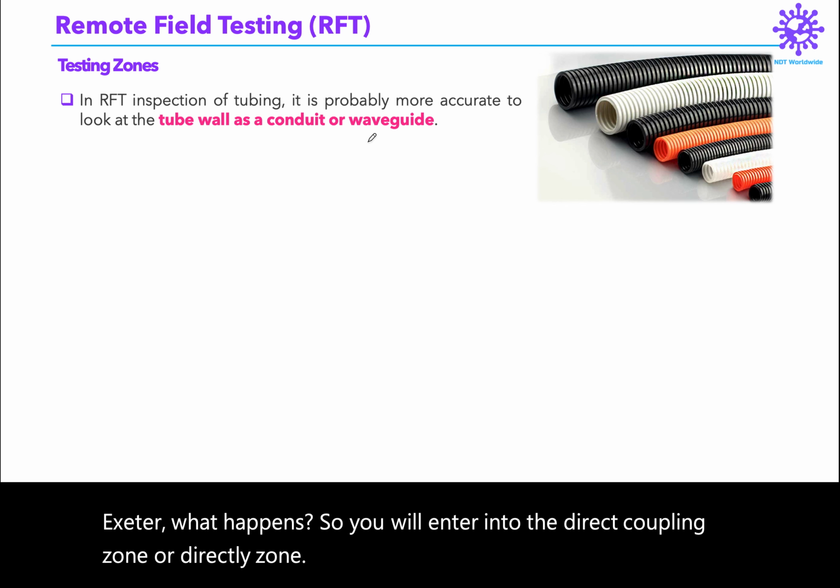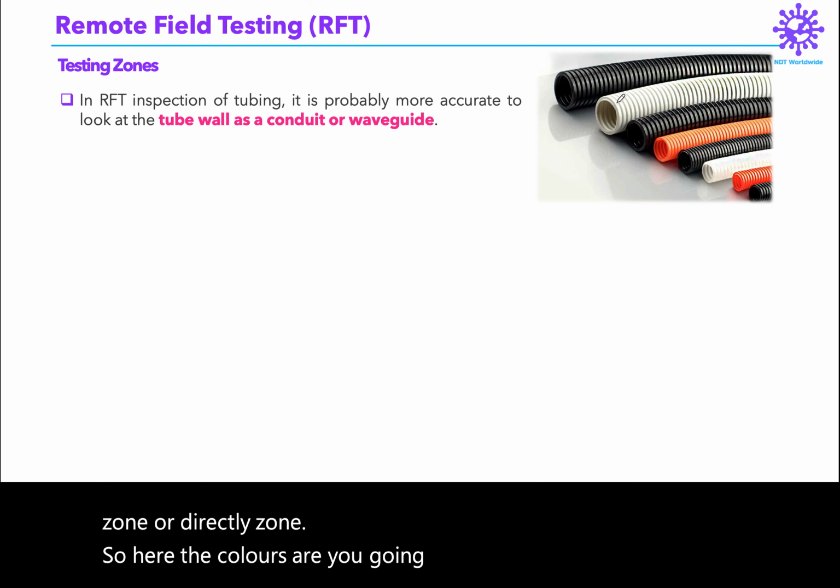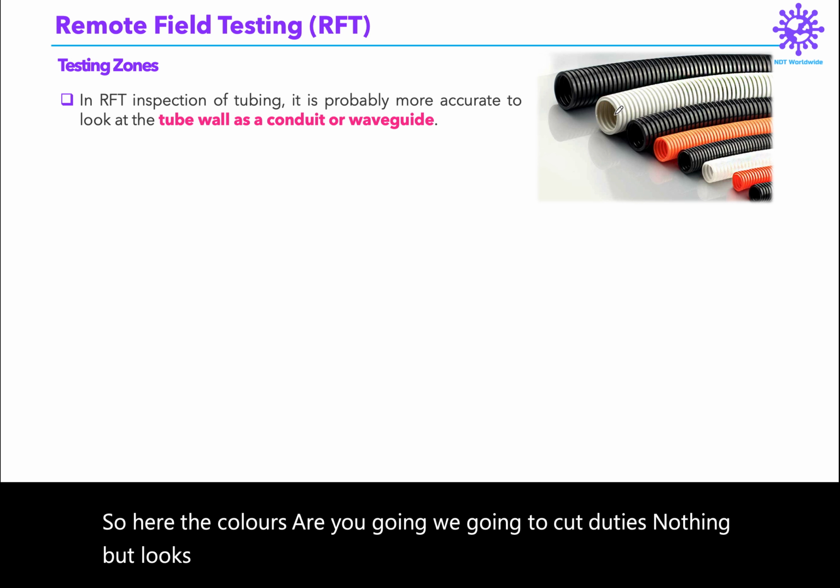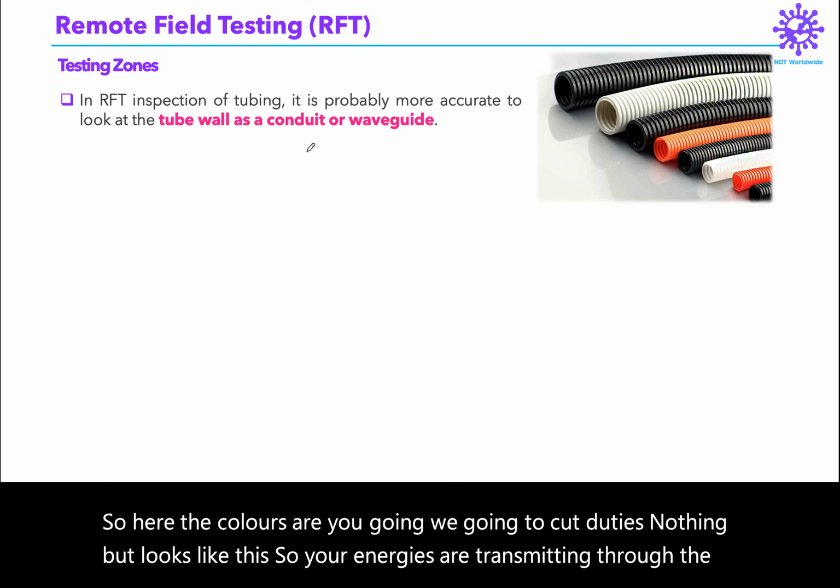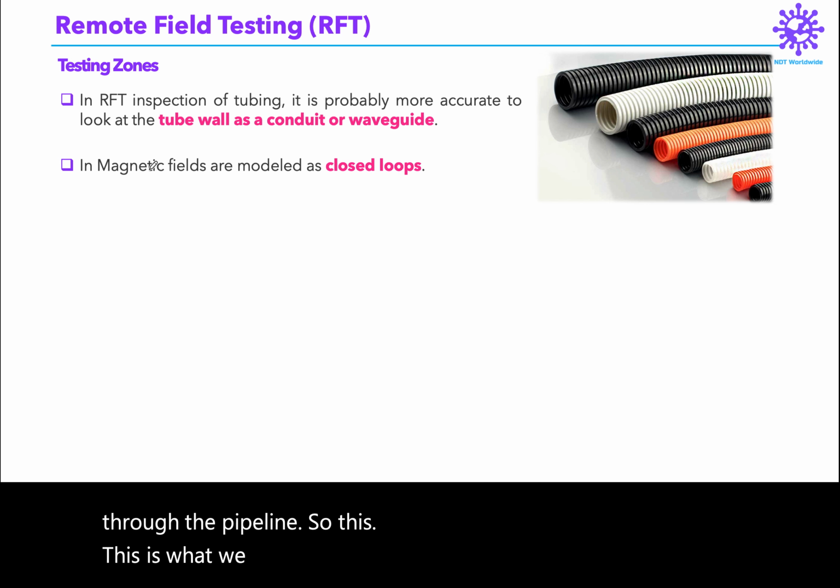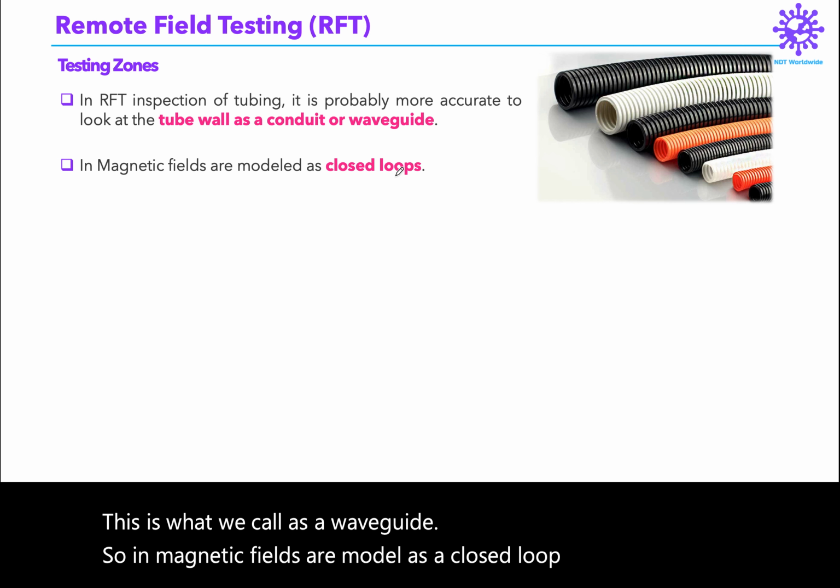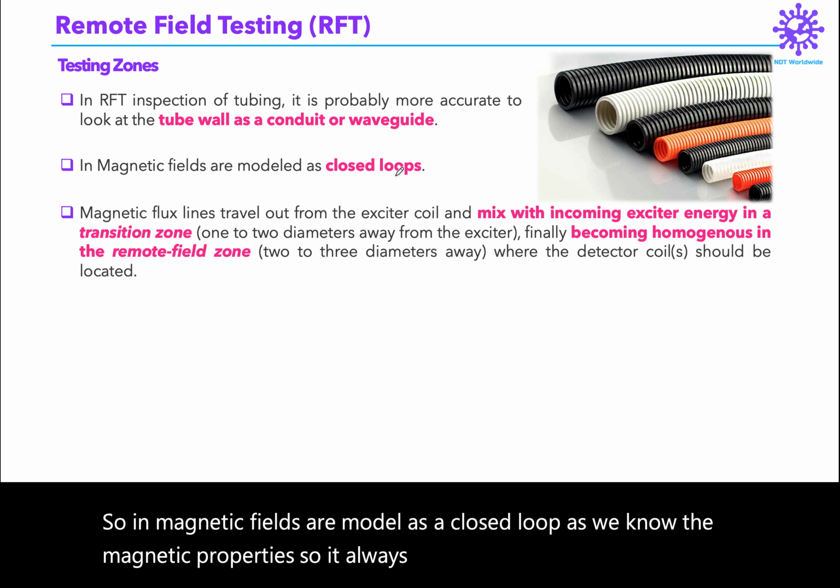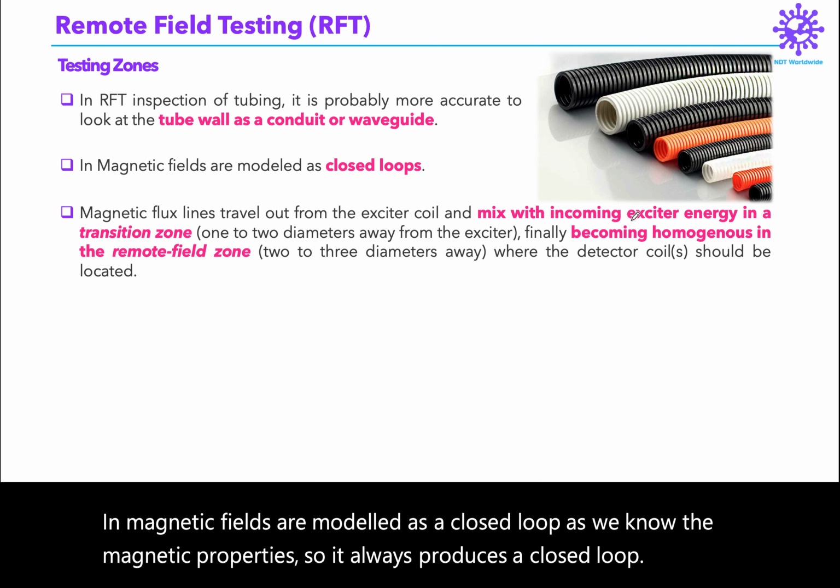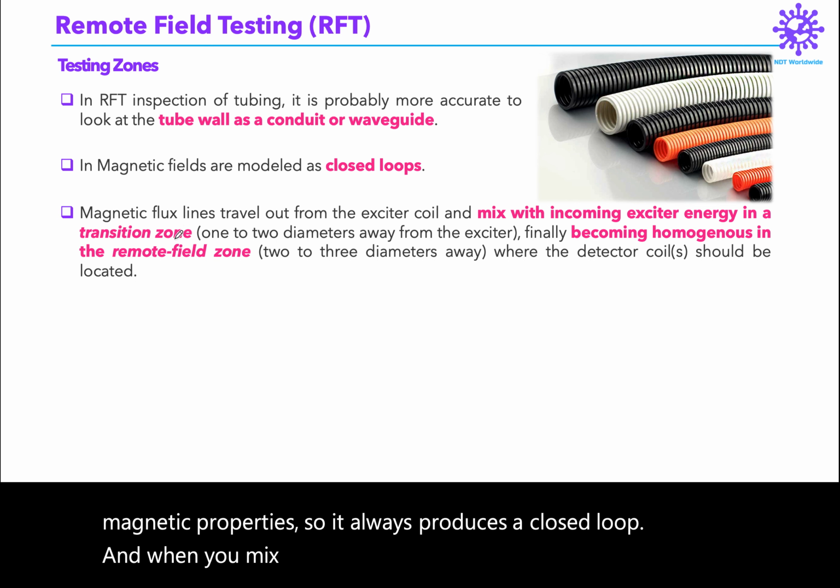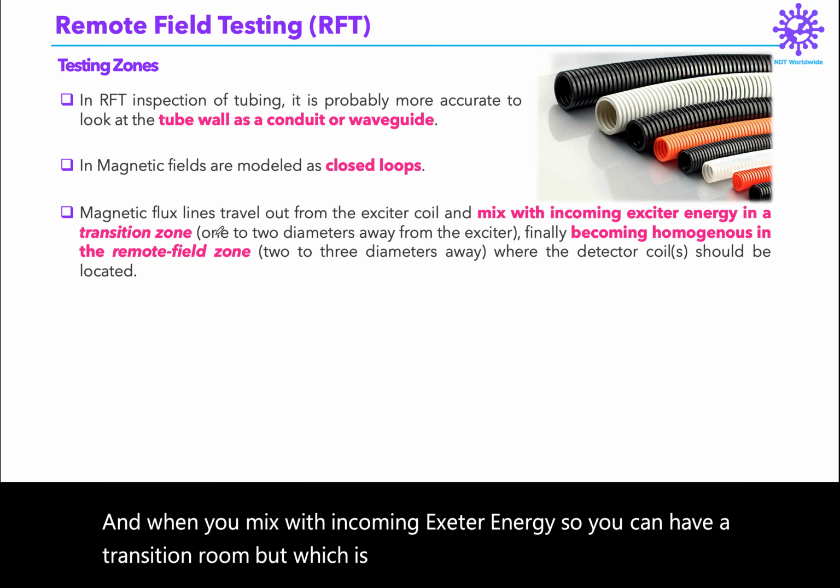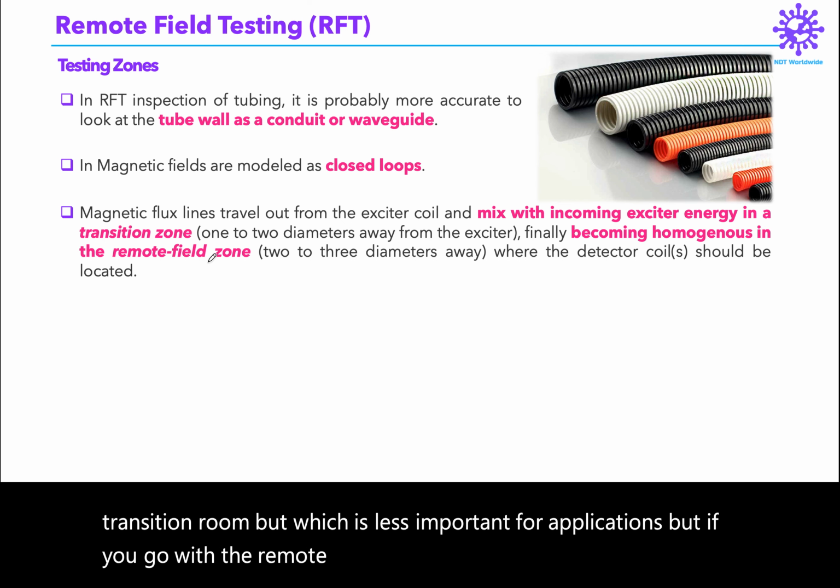So here they call it a waveguide. A waveguide or conduit looks like this. Your energies are transmitting through the pipeline. So this is what we call a waveguide. Magnetic fields are modeled as closed loops, as we know from the magnetic properties, so it always produces a closed loop. And when you mix with incoming exciter energy, you can have a transition zone, but which is less important for applications. But if you go with a remote field zone, it will produce a significant difference.